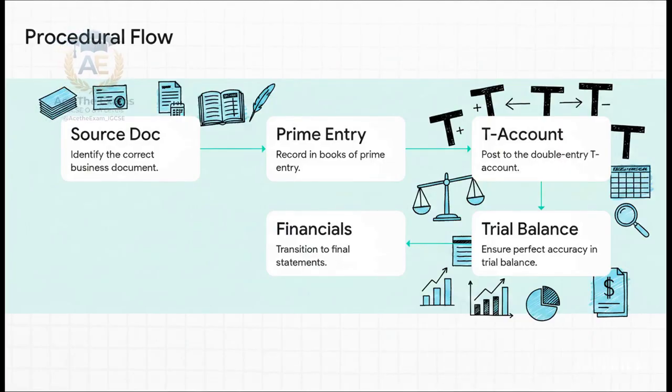Let's apply this process flow to a real scenario. If the command word is state, the exam might ask you to, say, state the source document for a written-off debt. The answer? It's the journal voucher. That document feeds into the general journal, which is your prime entry, and that then posts directly to the irrecoverable debts T account. From there, you extract the balance to the trial balance, and it finally ends up in your income statement. See? It's just a seamless, logical journey from start to finish.